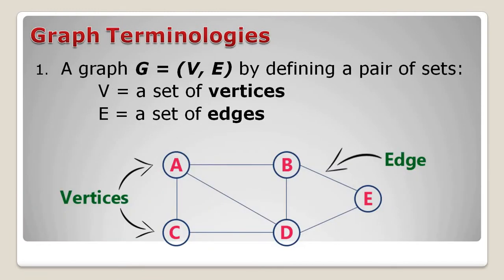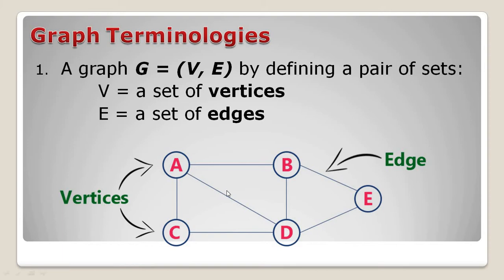The first graph terminology is the graph itself. First we need to learn what is the meaning of graph. A graph is an ordered pair, that is G is equal to (V, E), comprising a set V of vertices or nodes and a collection of pairs of vertices from V called the edges of the graph, and that is the thing we call a graph.